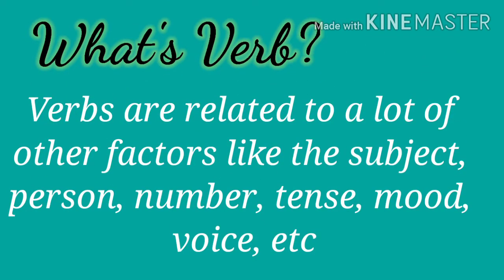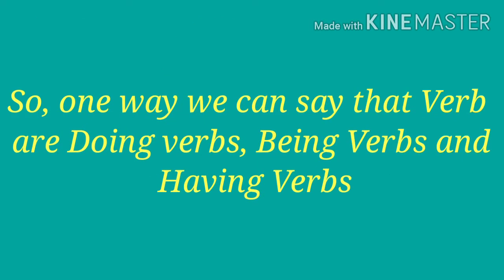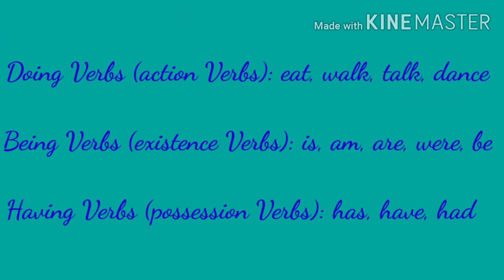Verbs are related to a lot of other factors like the subject, person, number, tense, mood, voice, etc. So, one way we can say that verbs are doing verbs, being verbs, and having verbs. Now, what are these verbs? Doing verbs are action verbs like eat, walk, talk, dance. Being verbs are existence verbs: is, am, are, were, be. Having verbs mean possession verbs: has, have, had.